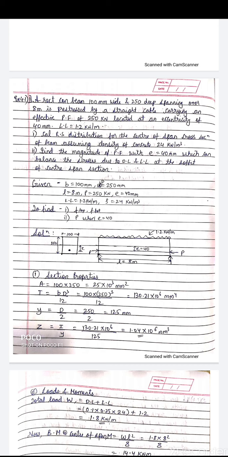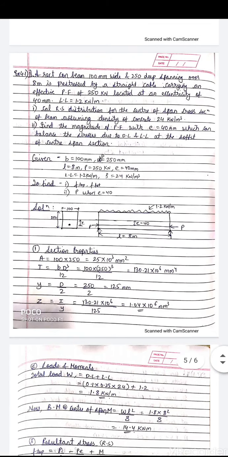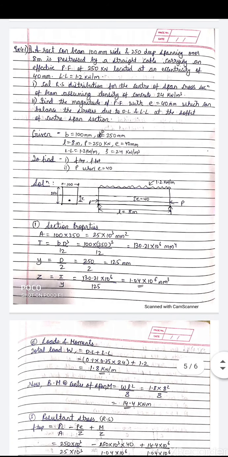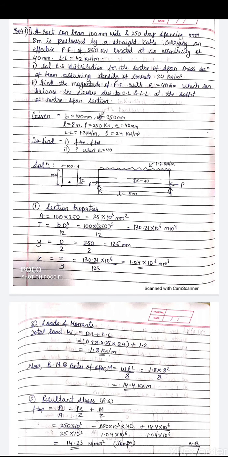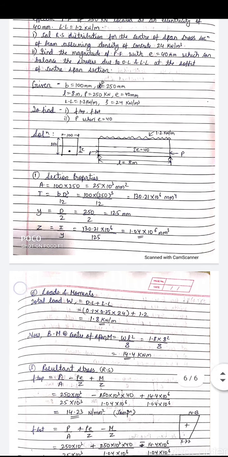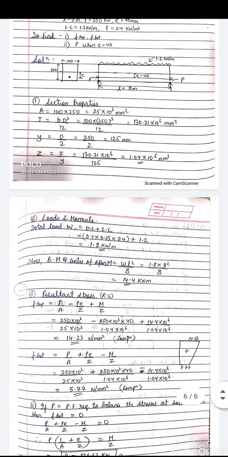So the first step while solving this problem is to find out your section properties. We have already done this in losses also. It's always better to solve your problem in steps so that you understand it. In section properties we will find out the area, moment of inertia, your y and your section modulus. A is 100 into 250, your I is BD cube by 12, and your y is d by 2, total depth by 2, and Z is I by y. I hope you can find these values easily. So we'll proceed to the second step.